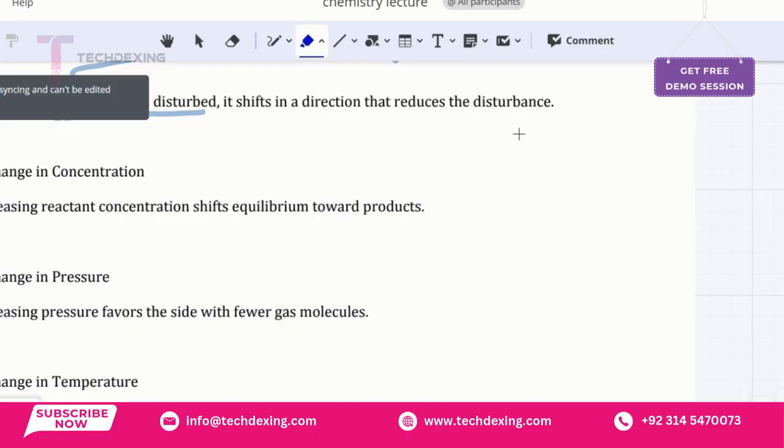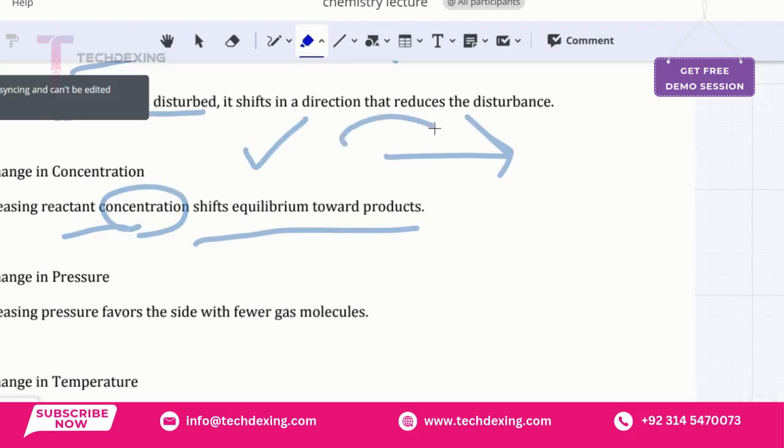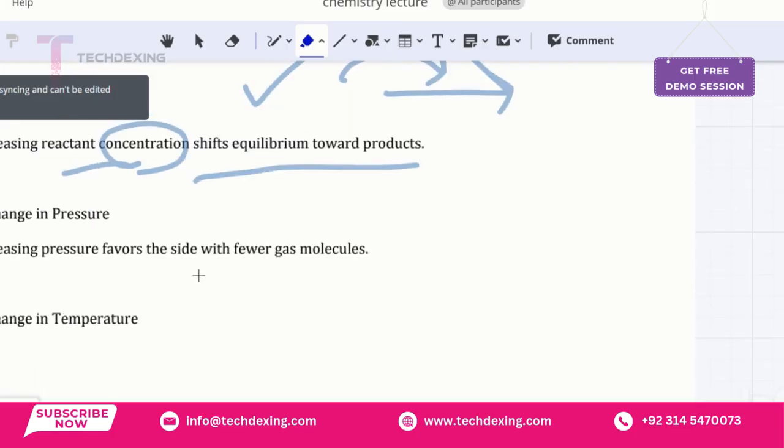So here we go, the first is a change in concentration. If you increase the reactant concentration, it shifts the equilibrium towards the products. Okay, like reactants are directly converting into the products. If you change the concentration of the reactant, obviously reactants will increase, so they are quickly converting into the products. Simple. When you change the pressure, increasing the pressure favors the side with fewer gas molecules. Obviously, when the pressure is directly affecting the gas molecules, whether in the products or in the reactants, where the gas molecules are more, the equilibrium will shift there.